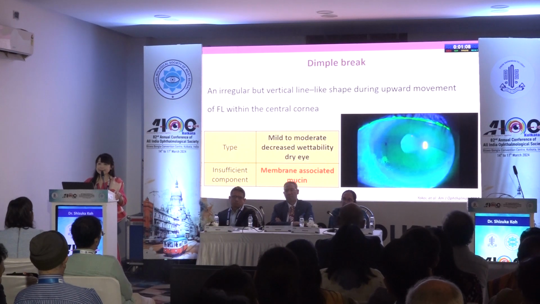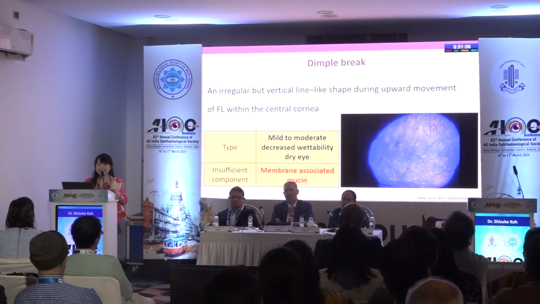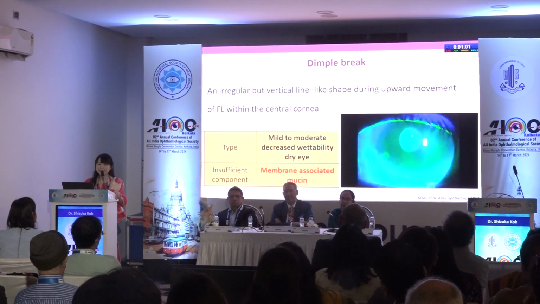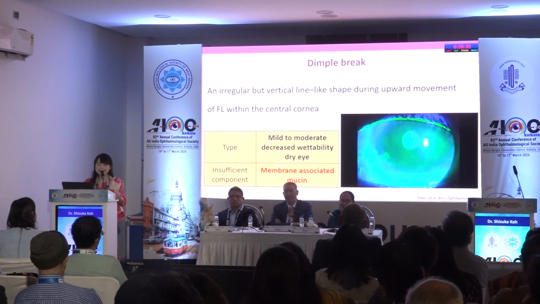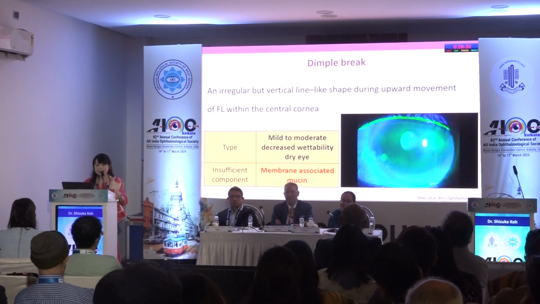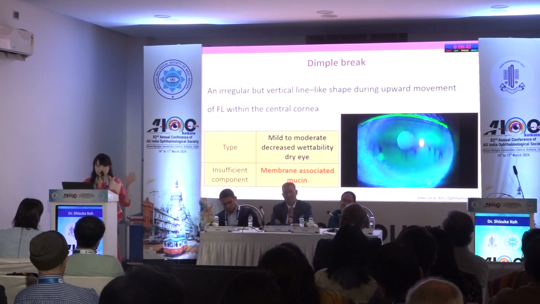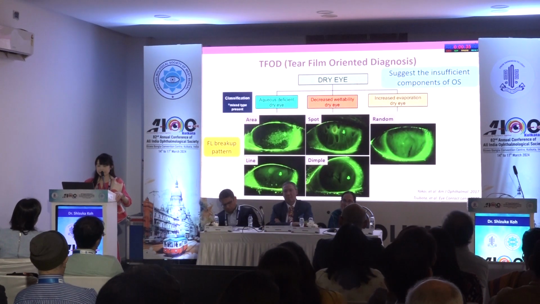So this is the dimple break. You know dimple. This is a mild to moderate decreased wettability dry eye. The insufficient component is membrane-associated mucin. You can see an irregular but vertical line-like shape during upward movement of fluorescein within the central cornea. Unlike the spot pattern, right after the blink there is no breakup, but you can see the break during the upward movement. Let's move on.